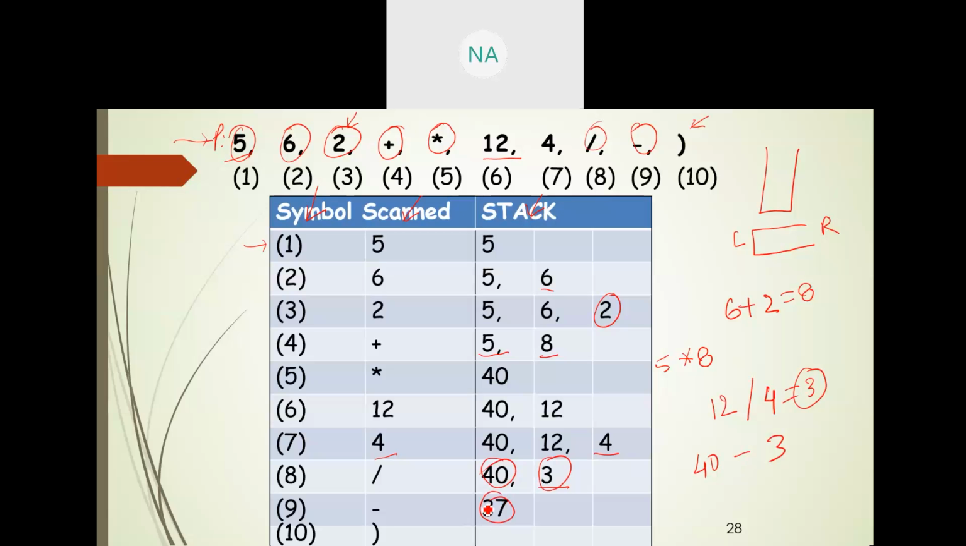Now the next element is a parenthesis. Okay, so a Polish notation expression does not have any parenthesis. This is the parenthesis which we added in the first step at the end. So this indicates the end of the expression.